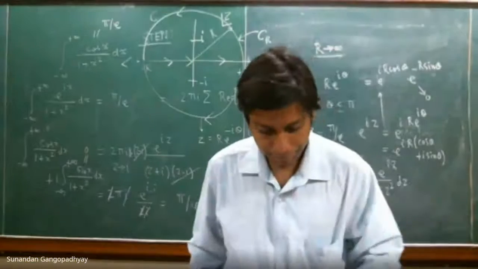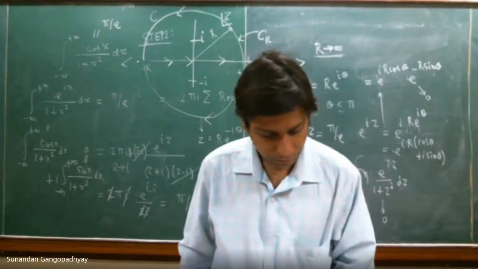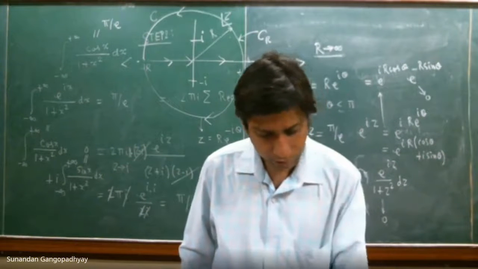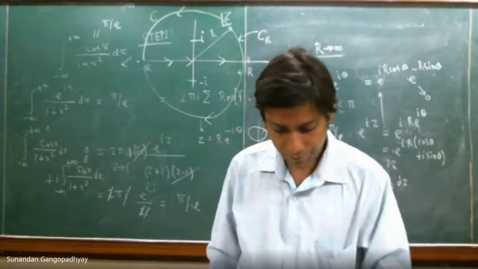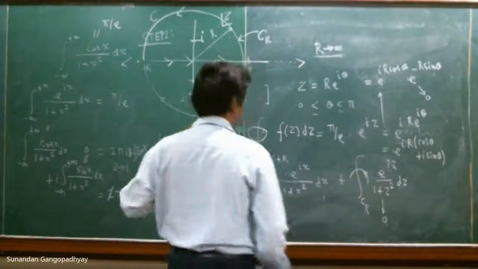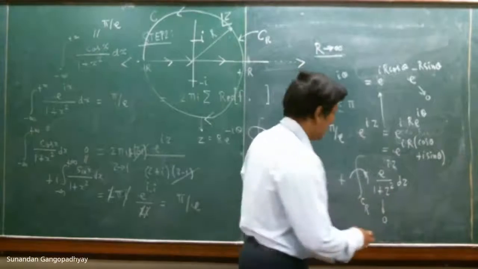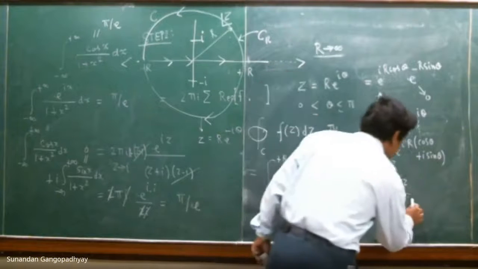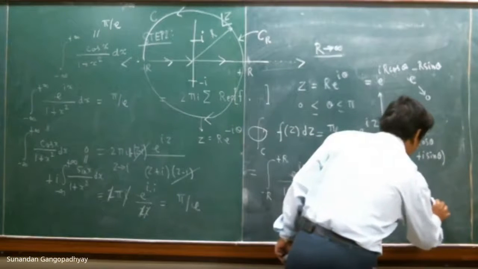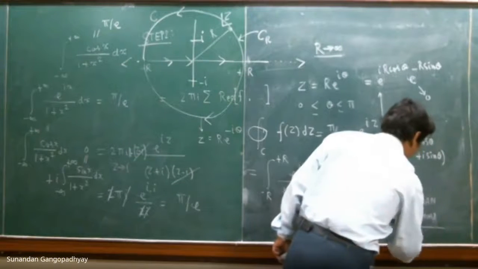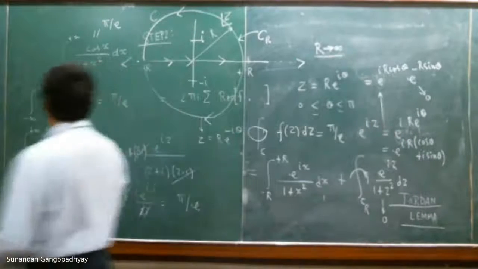Is this clear? Did you follow? Yes, sir. Okay, good. So let us do one more example. Let us calculate one more integral. The thing that I have told you here, that the contribution from the semicircular arc goes to 0, is known as the Jordan lemma. This is the Jordan lemma.